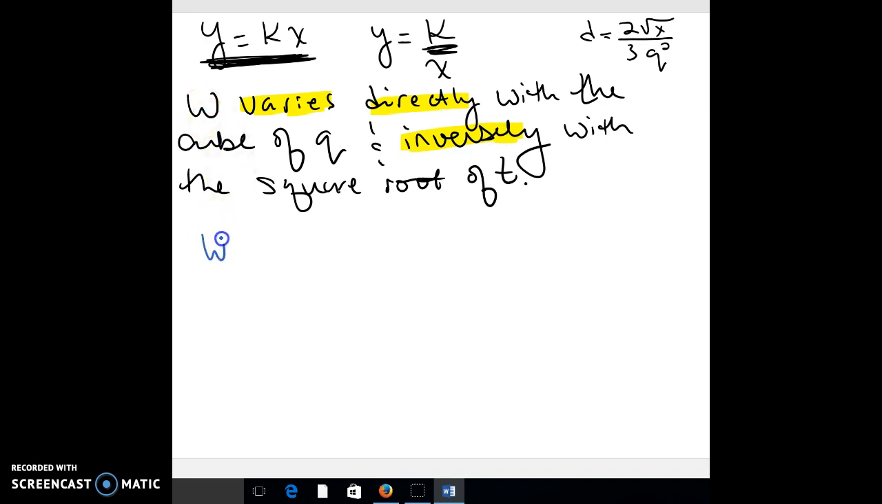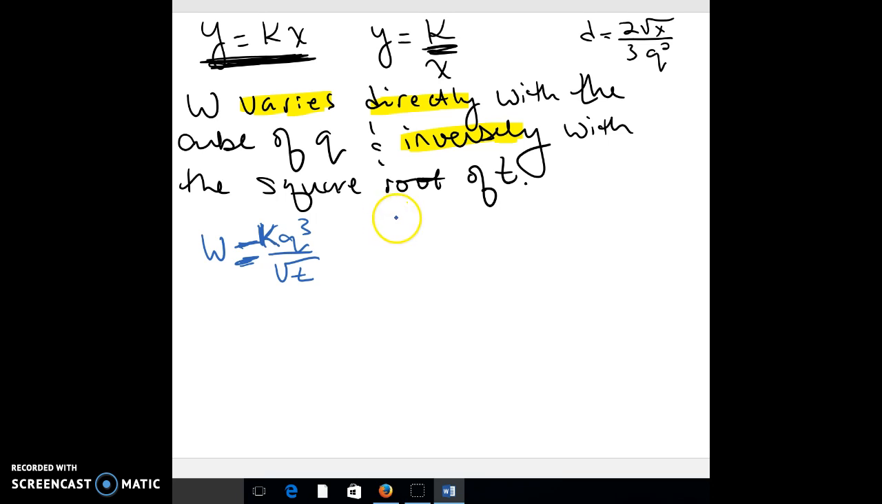So W varies directly with what? The cube of Q. So K, and then I have my Q cubed. Inversely with what follows. So that is the square root of T. And so here I have my general formula, but in reality, I need to know what K is. Like, K is a number. I mean, it's a constant. I just have to figure out what it is.